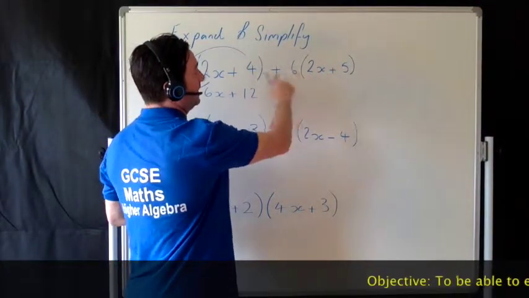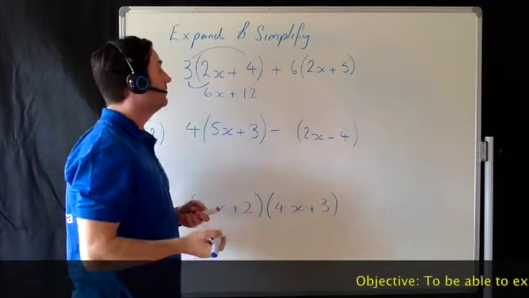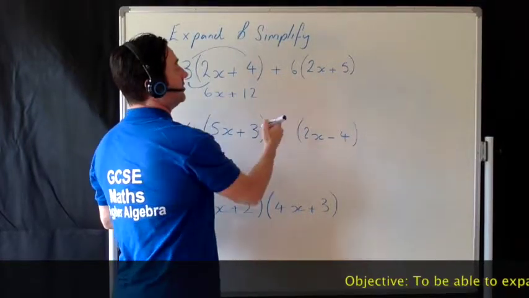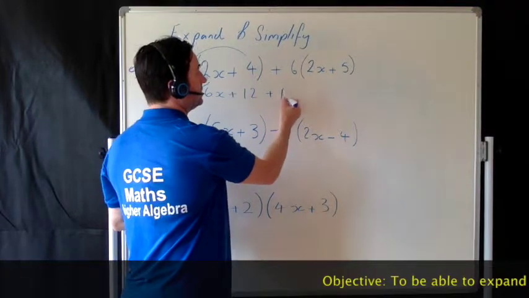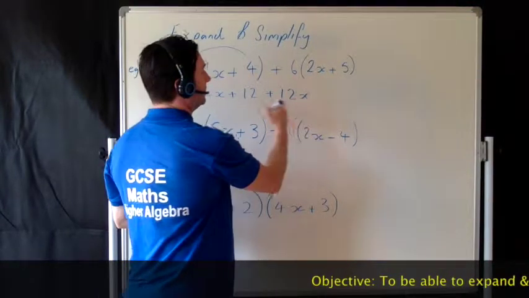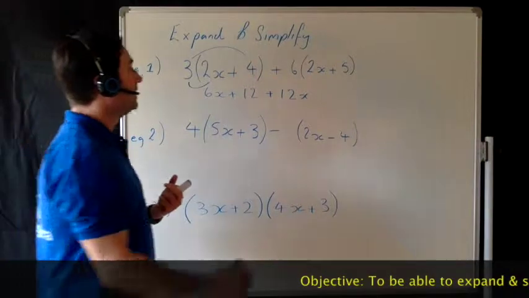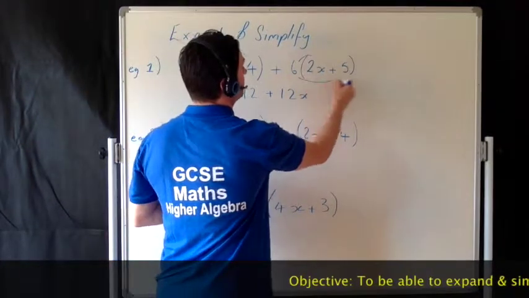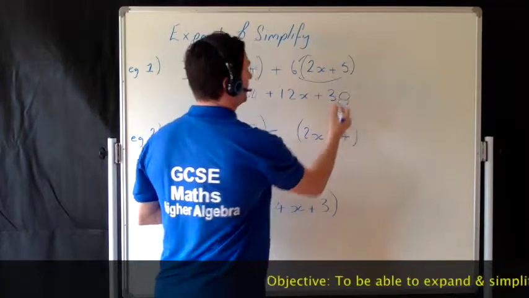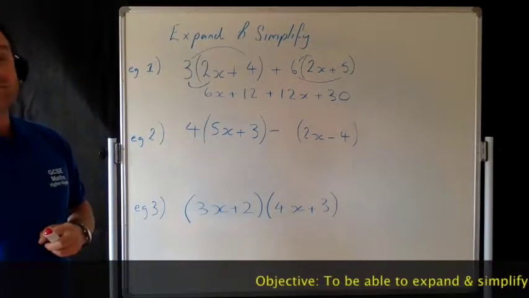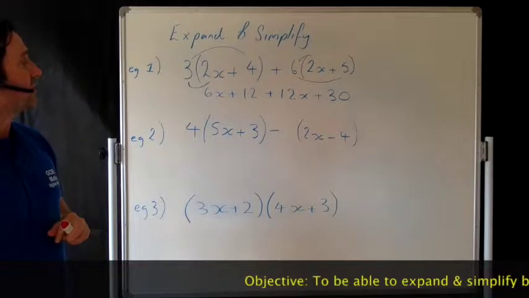Both these are add signs here, so it makes it fairly straightforward. So 6 times 2x is 12x. We must have a sign between the terms. Because it's a positive 12x, we write the plus in there. And then finally, we've got to do the 6 times the 5, which gives us a positive 30. We've expanded those two brackets.